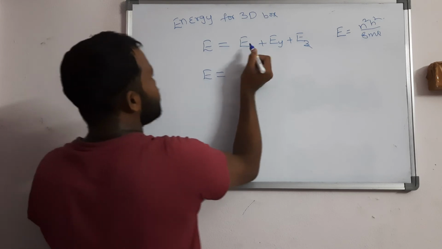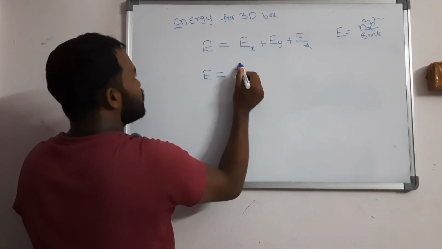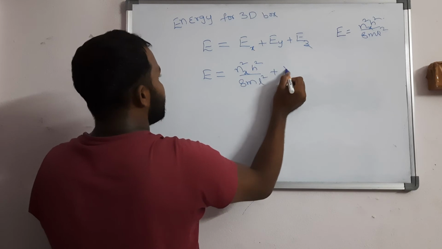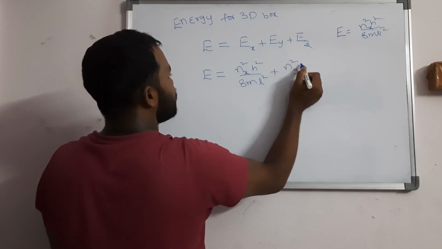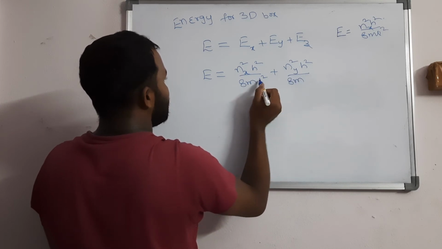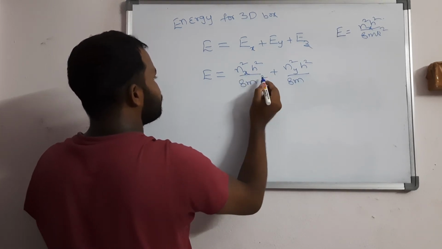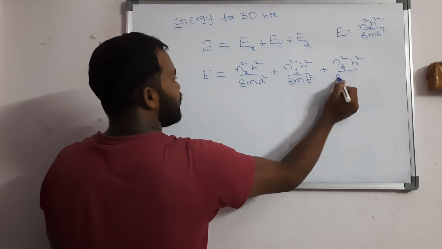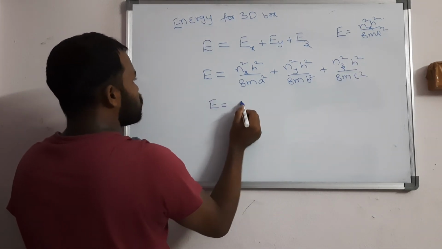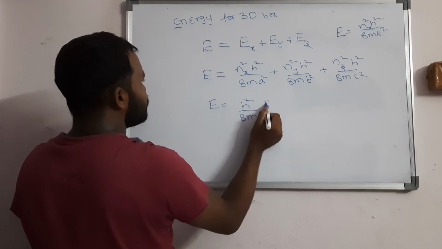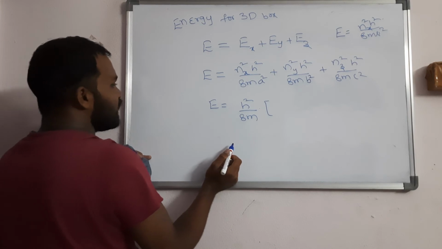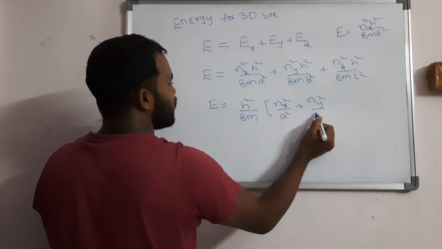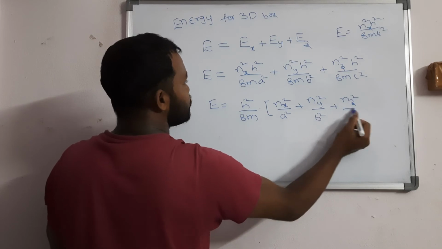E is equal to, x means along the x direction, nx square h square by 8 m L square, plus ny square h square by 8 m L square, plus nz square h square by 8 m L square. Here the length of the box along the x direction is A, along y is B, and along z is C. If you take h square by 8m as common, you will get nx square by a square plus ny square by b square plus nz square by c square.